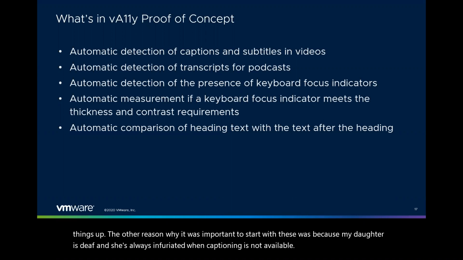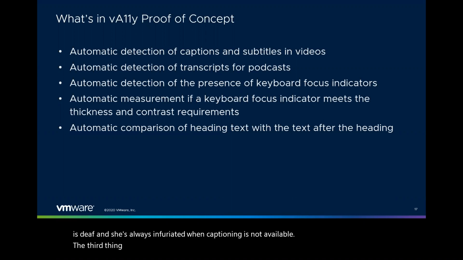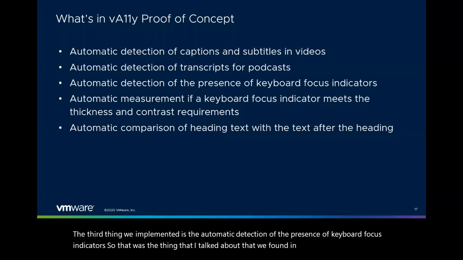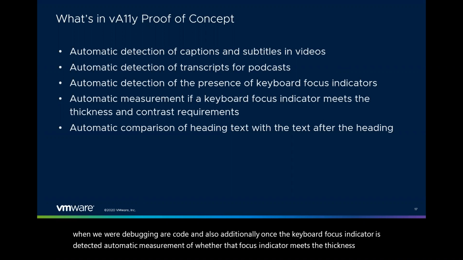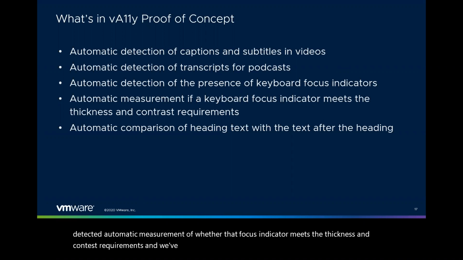The third thing we implemented is the automatic detection of the presence of keyboard focus indicators. So that was the thing that I talked about that we found in the major vendor testing when we were debugging our code. And also, additionally, once the keyboard focus indicator is detected, automatic measurement of whether that focus indicator meets the thickness and contrast requirements. And we've actually set that standard for the upcoming WCAG update, which is 2.2.